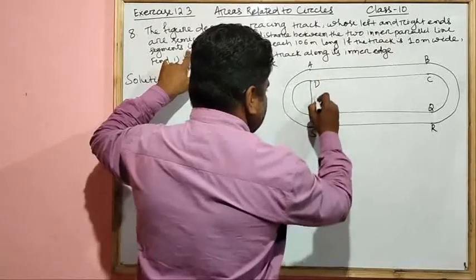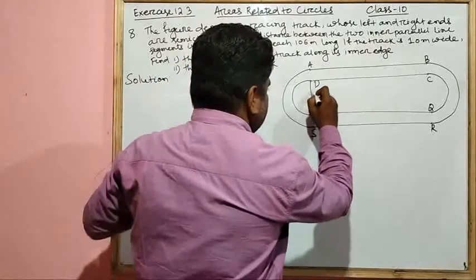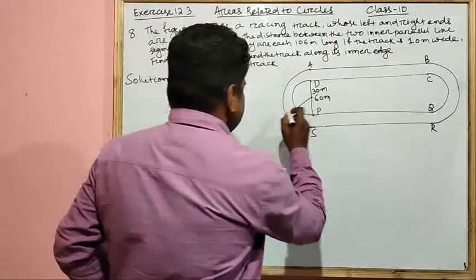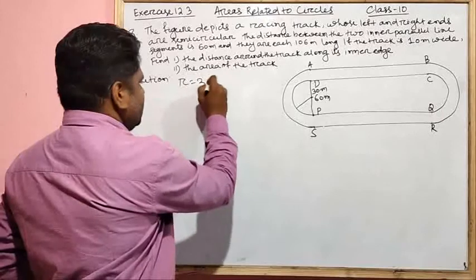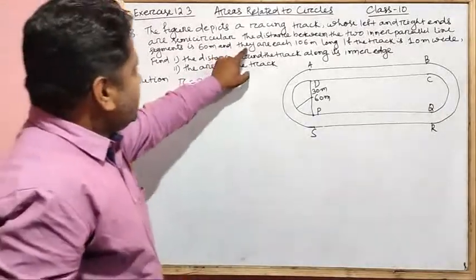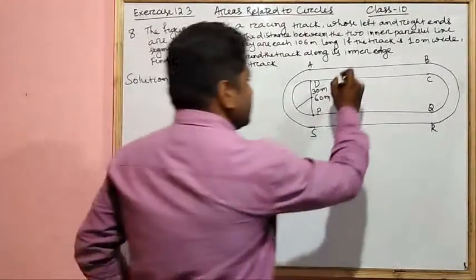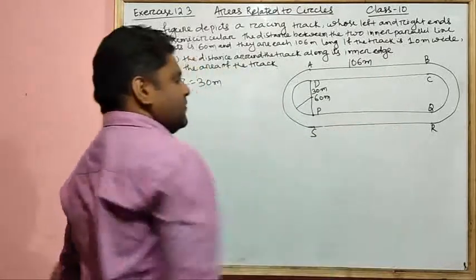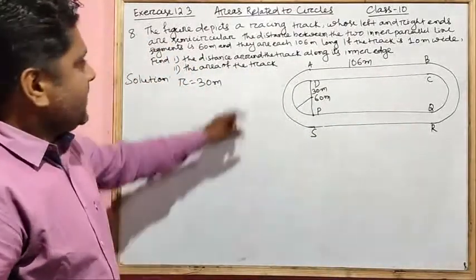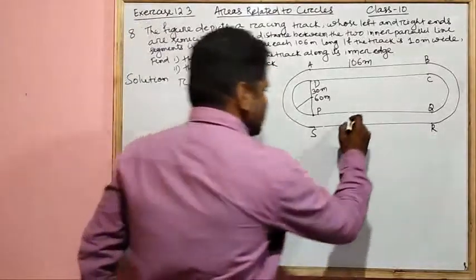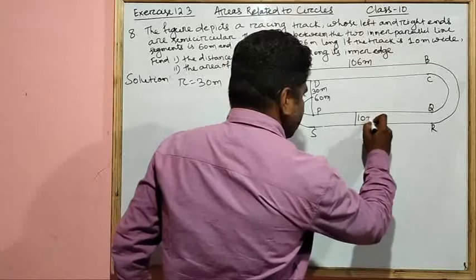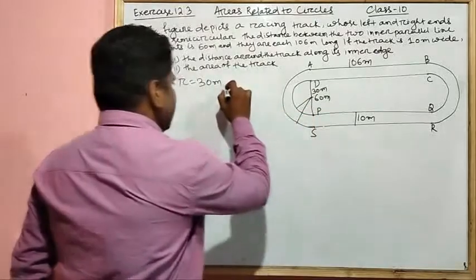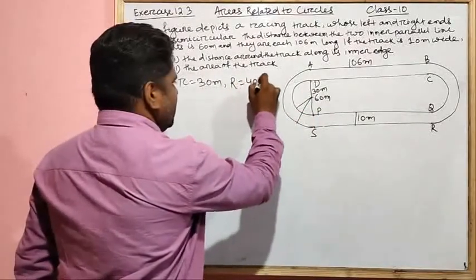This is 60 meter, so half of this will be 30 meter, and this will be the radius of this circle. So we can write small r equal to 30 meter. Next, they each are 106 meter long, means AB equal to 106 meter, DC is 106, PQ and SR all are 106 meter long. Next, if the track is 10 meter wide, means this is 10 meter. If this is 10 meter, then this will be 30 plus 10. So we can write capital R equal to 40 meter.